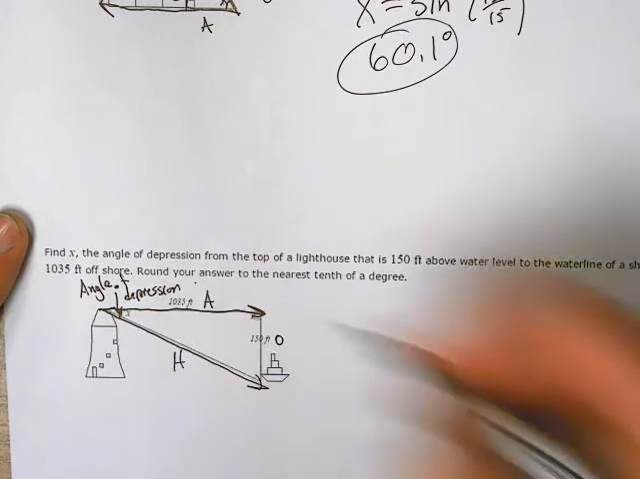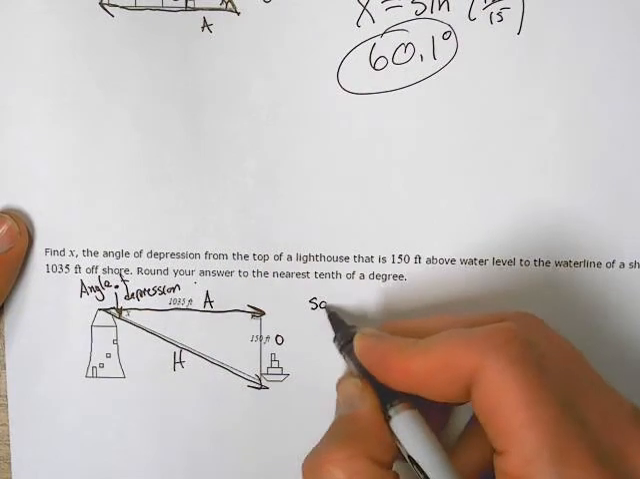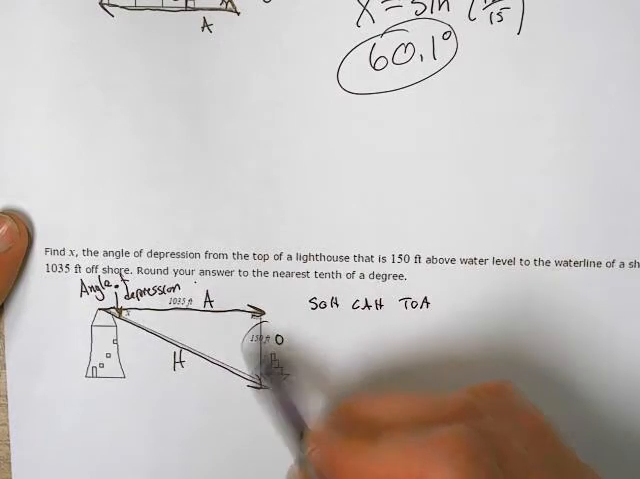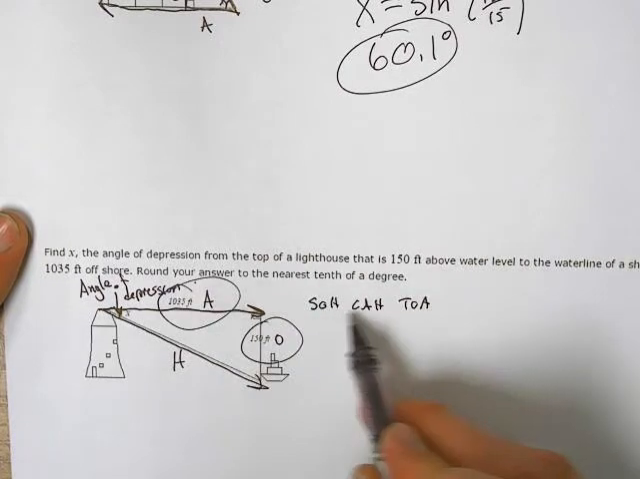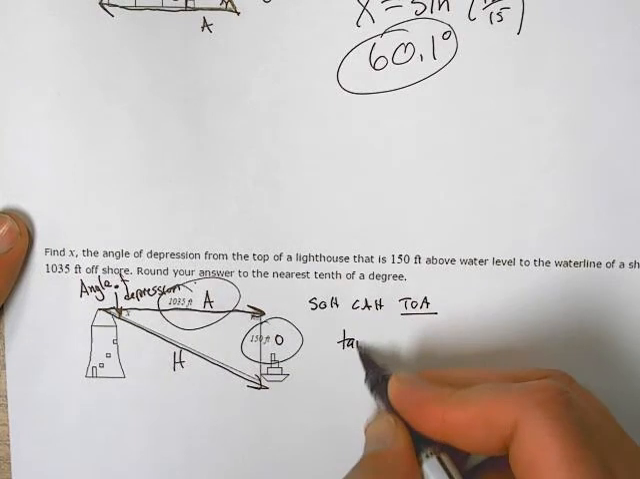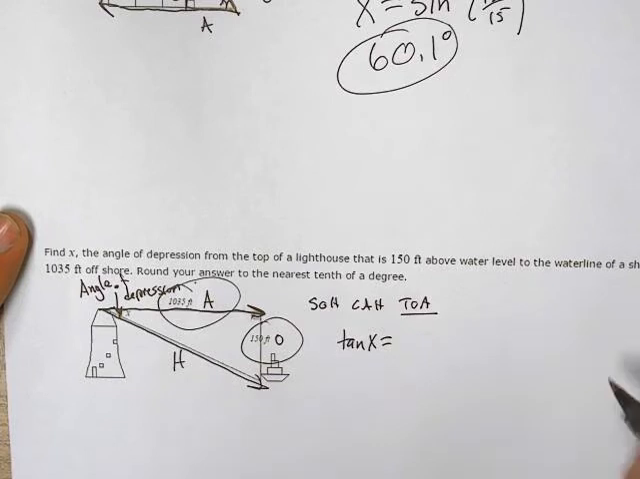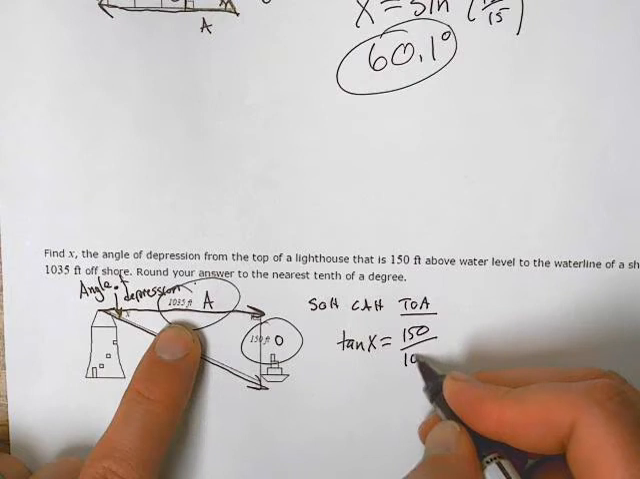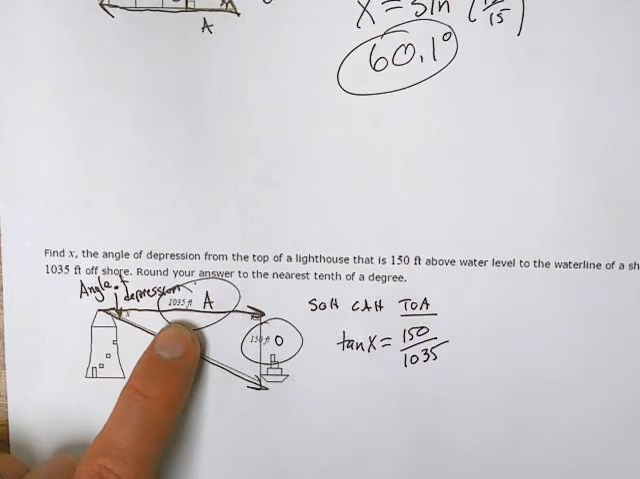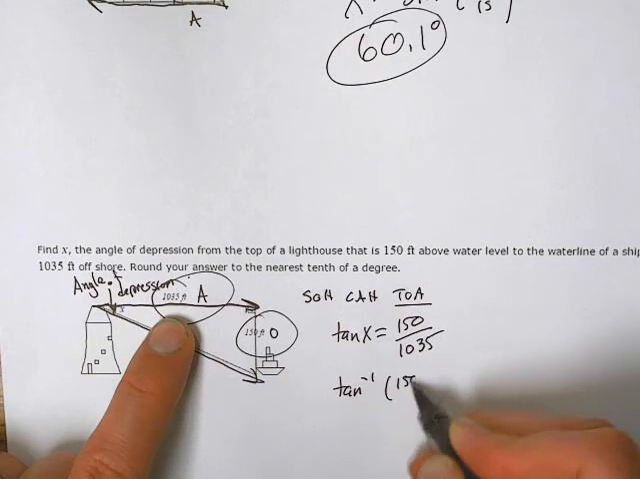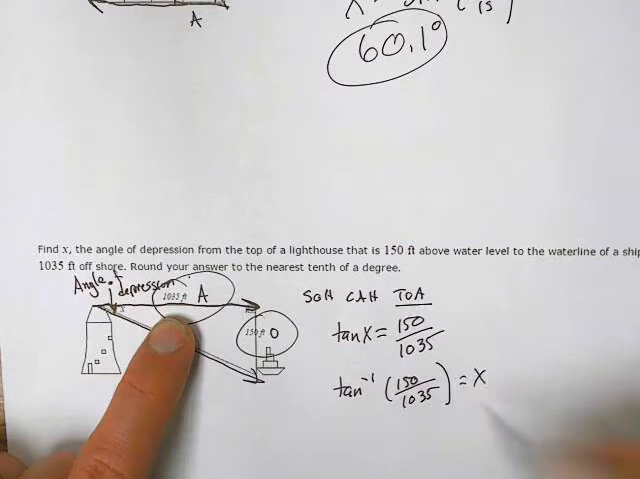Okay, so if that's my angle of depression, the hypotenuse of the triangle is here, my opposite is there, my adjacent is there. So when I'm choosing SOH, CAH, or TOA, I want to use the one that's got O and A, which is the tangent. So I'm going to set this one up to be the tangent of the angle x is the opposite, 150, over the adjacent, 1035.